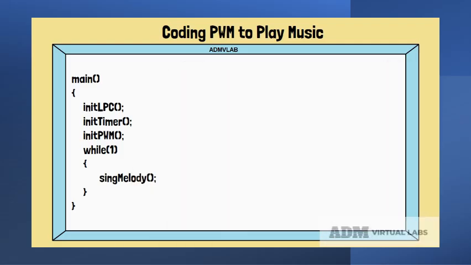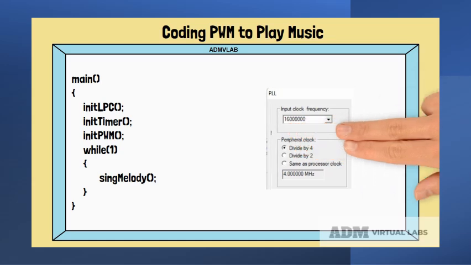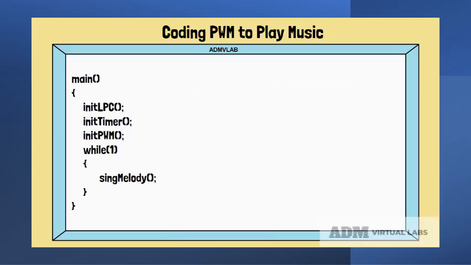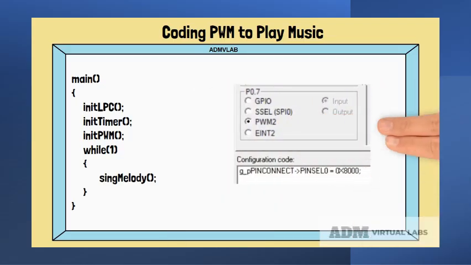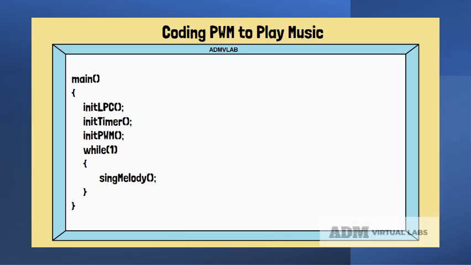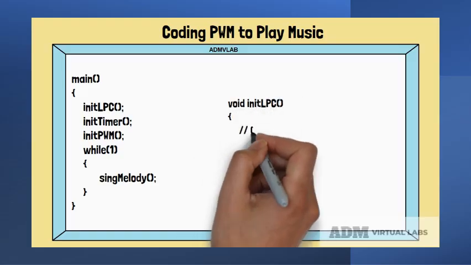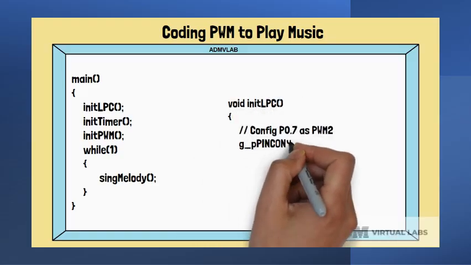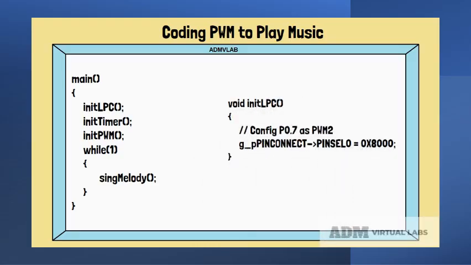A 16 MHz external crystal drives the LPC2148 processor. The peripheral clock, during power-up, defaults to 4 MHz. In the first function call, we configure P0.7 pin for alternate function of PWM2. The wizard is used to generate the configuration code, which computes the values for pin select 0.